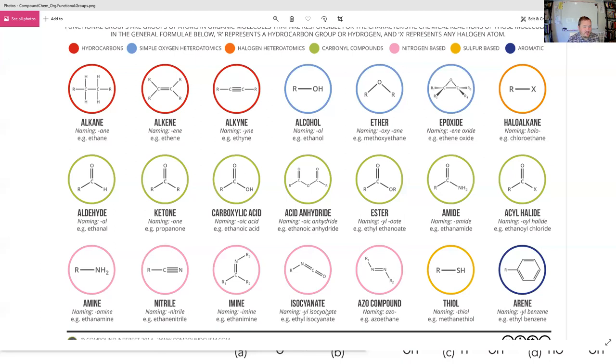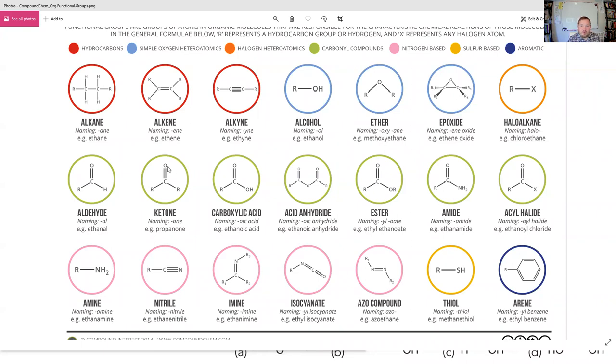We haven't talked about azides or isocyanates, but the rest of these, this is a pretty good overview of the functional groups we've covered so far, right? And the ones in green are the ones that we've added in these last two chapters, because aldehydes and ketones are over here too, right?